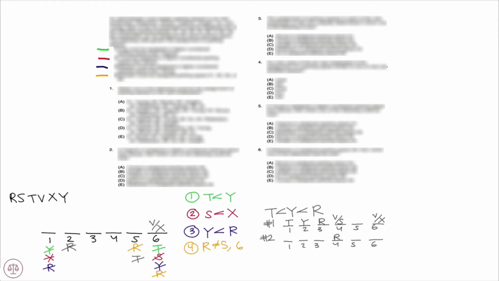So here our TY gets a little tricky. We can have either TY in 1, 2, or we can have a third option, TY in 1, 3, and R is fourth. And we also have a fourth option with TY in 2 and 3, and R is still fourth. So in all these options, we know VX is sixth.